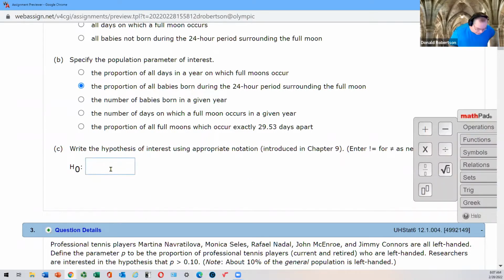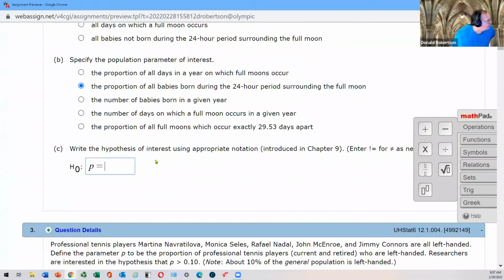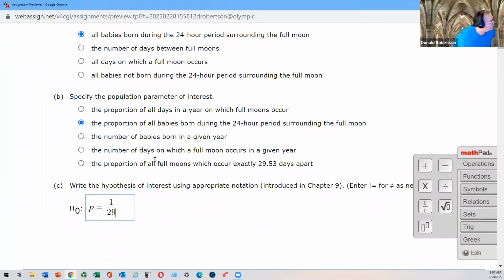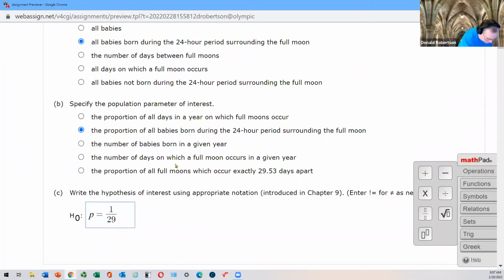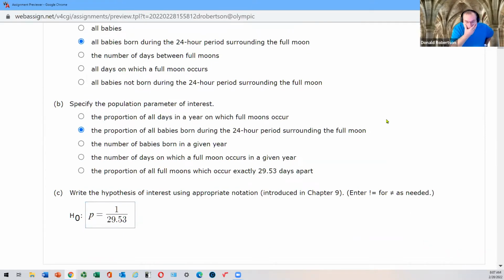Okay, so the null hypothesis is that P is equal to 1/29. What's the decimal to go with that? 0.53. And that's all you're doing. Right now, we're doing really quite small steps. We're not doing the whole process. Some of the questions are just bits of a process. They're just the first part, not even the second part.